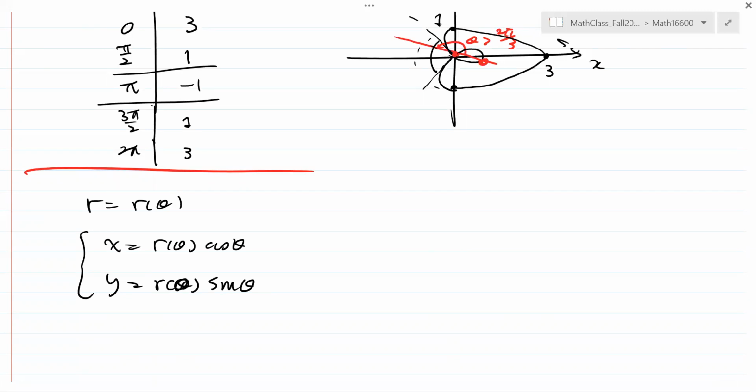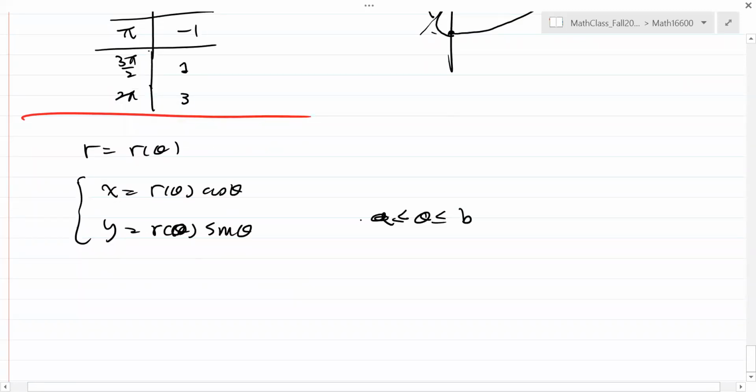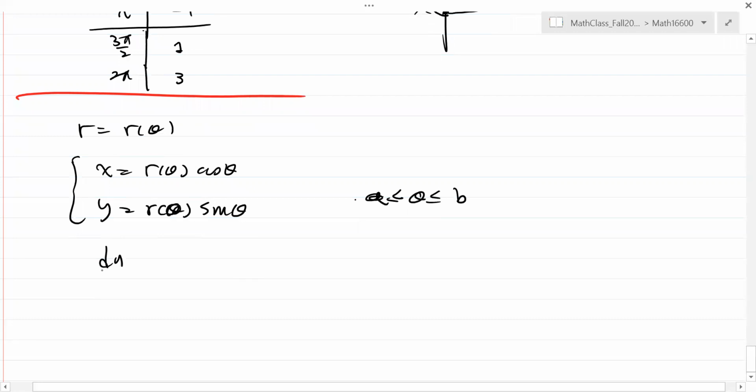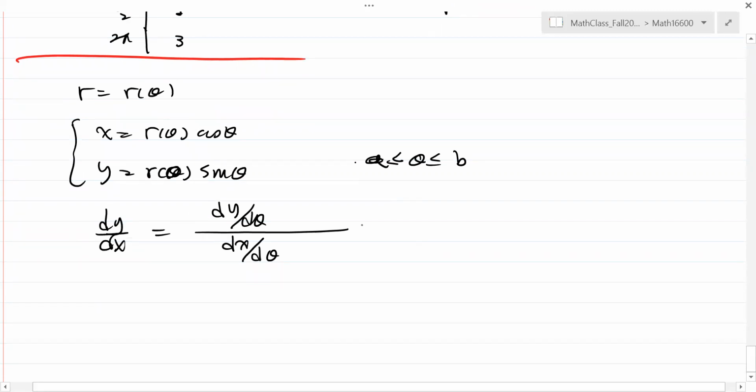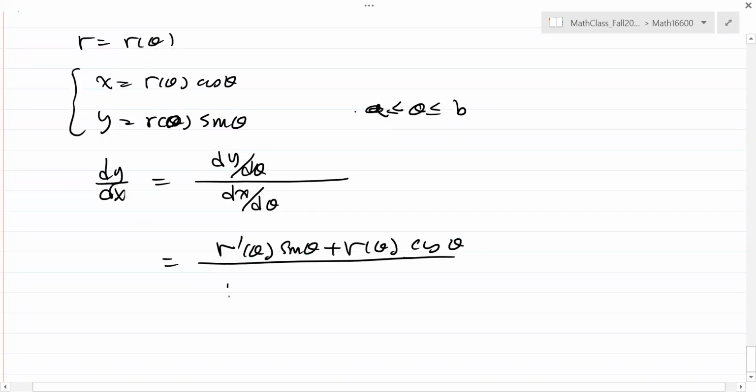The length formula. So let's assume theta is between a and b. Now the slope depends on the tangent. So dy over dx is going to be dy over d theta divided by dx over d theta, right? So you can use that to find the slope of any line at some particular point. dy over d theta is r prime of theta sine theta plus r of theta cosine theta, and dx over d theta will have a minus because the derivative of cosine is negative.